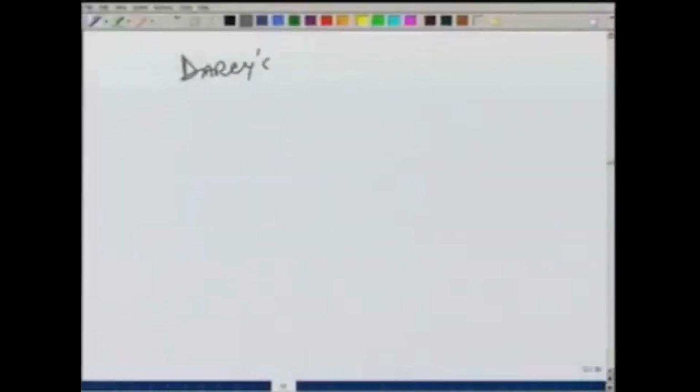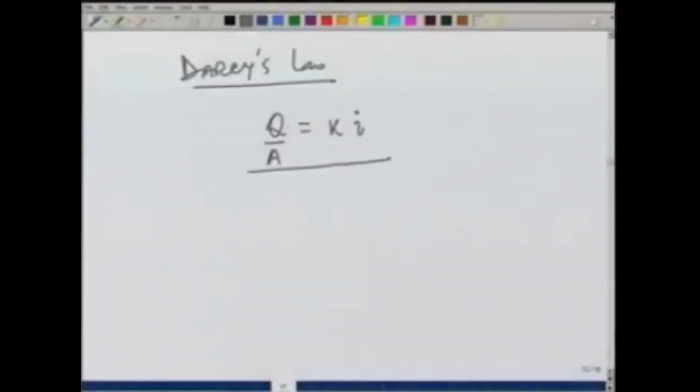So, if we write the Darcy's law, let us put the area on this side. This is the basic equation which we have to use in all our computations of continuity or mass balance. Now, what it says is that there is a velocity which is proportional to head loss, because this I is proportional to piezometric head loss.